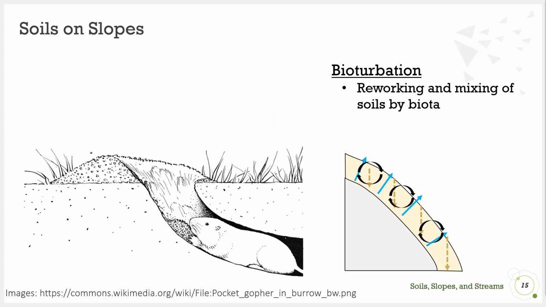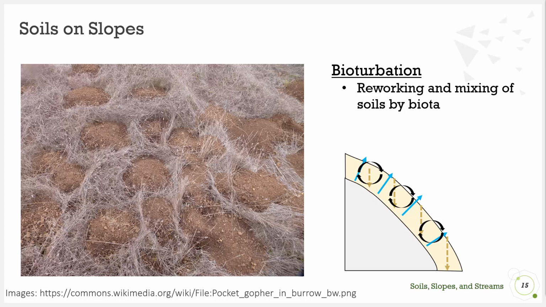Here we see a picture of a gopher who's digging its hole, and as it digs, it brings that mineral material at depth up to the surface. If this occurs on a slope, then we have that displacement downslope. Here, you can picture the imprint of this via multiple burrows and potentially multiple gophers.